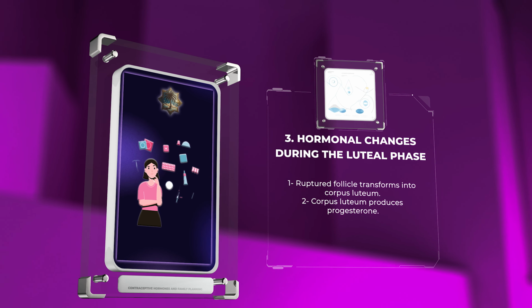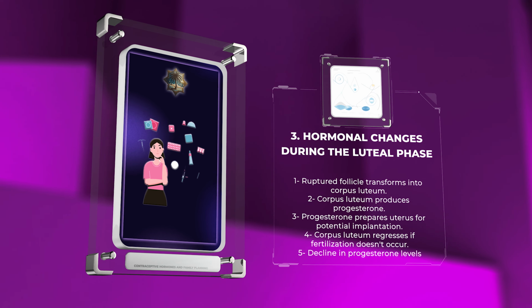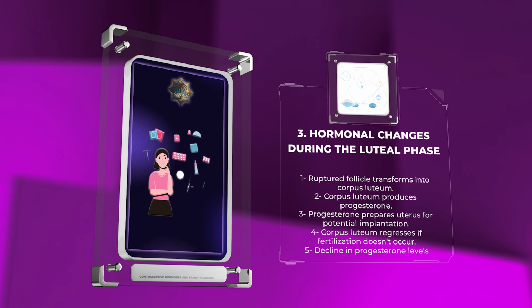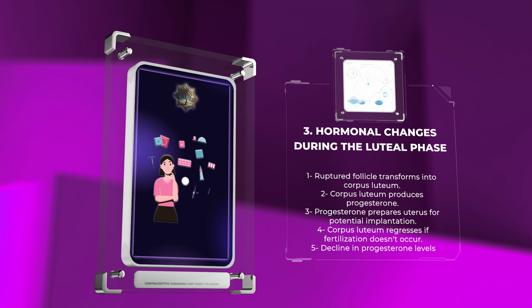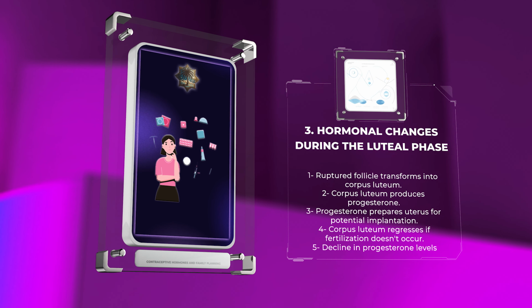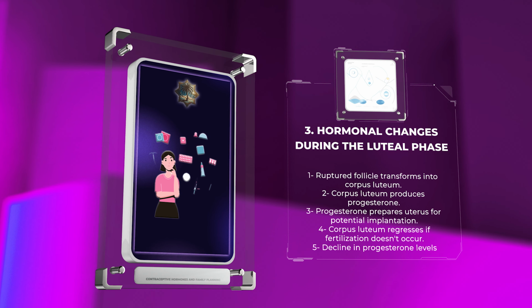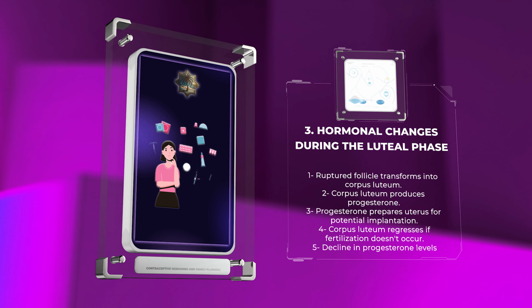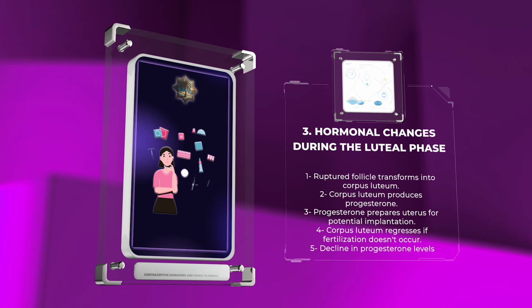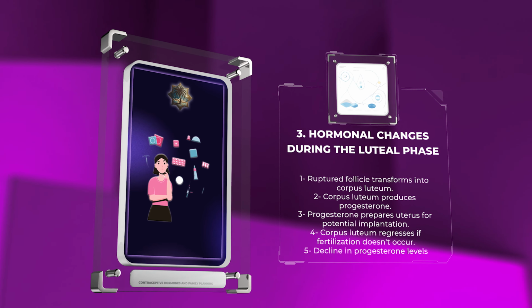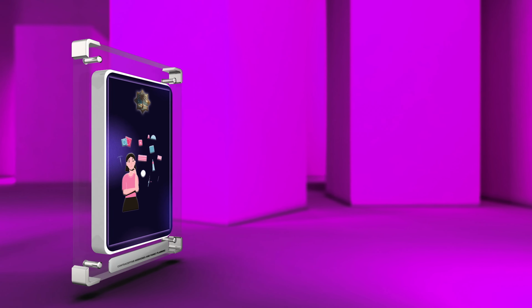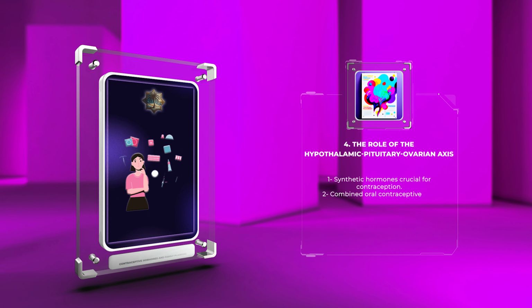After ovulation, the ruptured follicle transforms into the corpus luteum, a temporary endocrine structure. The corpus luteum produces progesterone, which prepares the uterus for implantation of a fertilized egg. If fertilization does not occur, the corpus luteum regresses, leading to a decline in progesterone levels and shedding of the endometrium during menstruation. These hormones play a crucial role in contraception and family planning.